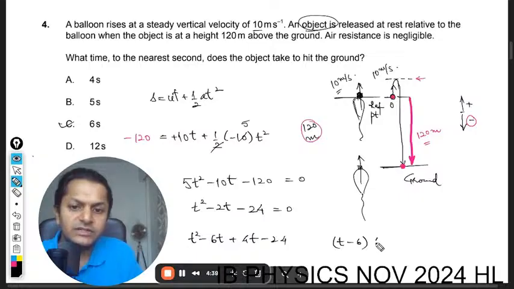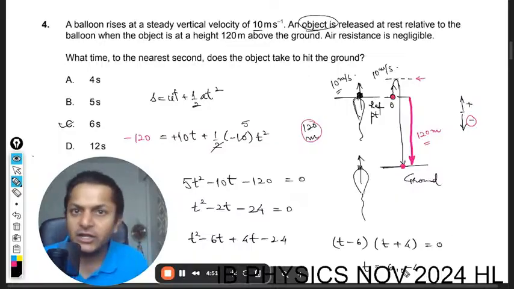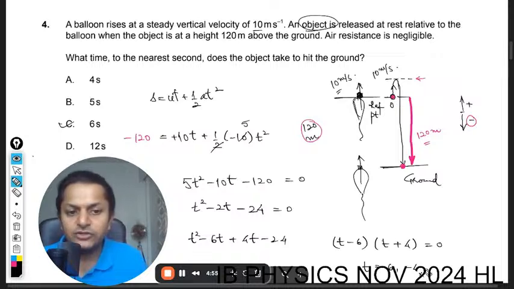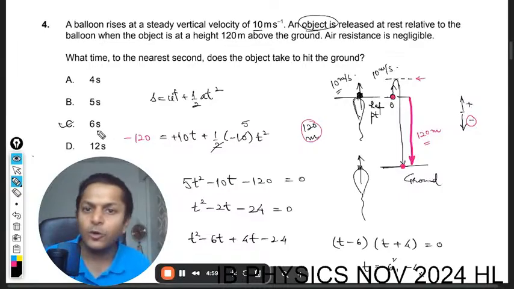So you would be having, mathematically speaking, two solutions, two roots, but one of these roots is not the right answer. The time cannot have a negative value, so this will be neglected. Only 6 will be the correct answer. So this is how we do this question.